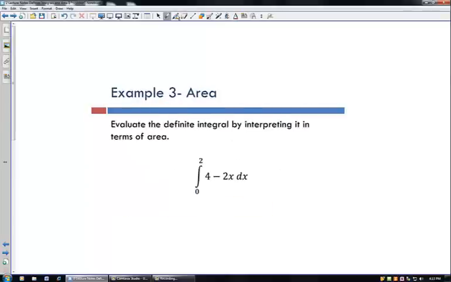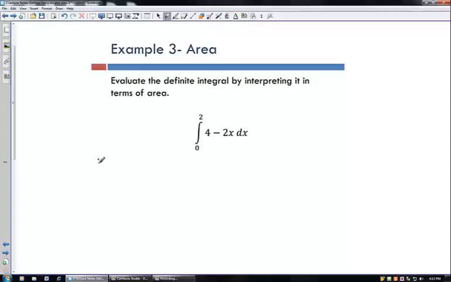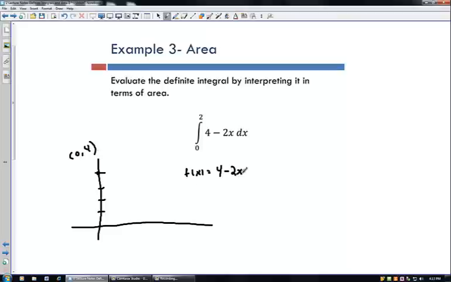And so on this one, it says evaluate the definite integral by interpreting it in terms of area. So what we'll do is we'll draw a graph to see what this actually means. And so 4 minus 2x, this is my function, f of x equals 4 minus 2x. And now it's a nice line, so I really don't need my calculator. I know if I plug in 0, I get out 4. So 1, 2, 3, 4. So I know this point 0, comma 4 is on my graph. And I also know if I plug in 2, I'm going to get out 0. So 1, 2. So 2 comma 0 is also on my graph.